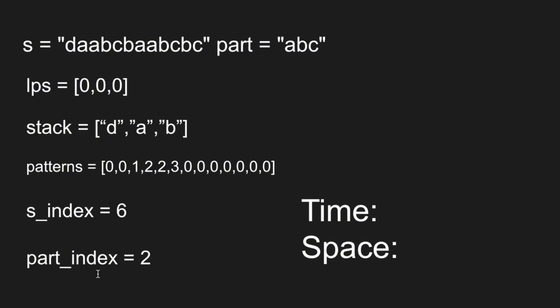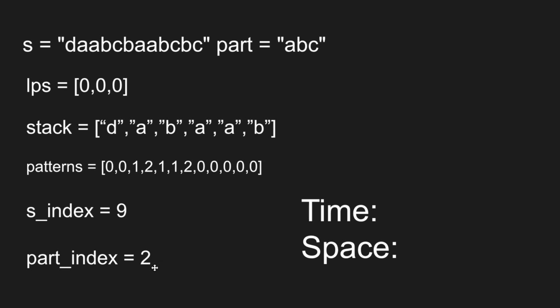s of 6 is not equal to part index of 2, so we need to reset this back to 0. So now we compare s of 6 to part of 0, and they are equal. So we add A to the stack, and we need to update patterns and increment s index and part index. Now, s of 7 does not equal part index of 1, so we need to reset part index back to 0 again. Now we compare these two, so A is equal to A. We need to add A to the stack, update this to 1, and increment part index and s index. Now at 8, it is equal to at 1, so we need to add it to the stack and update the patterns to 2 over here and increment the indexes.